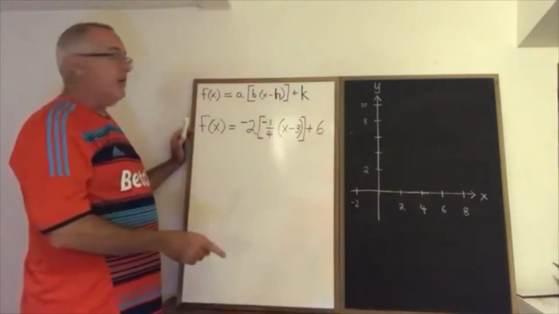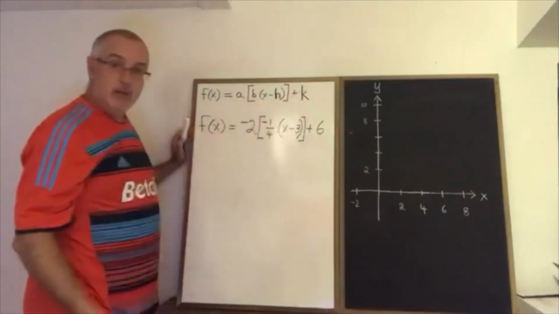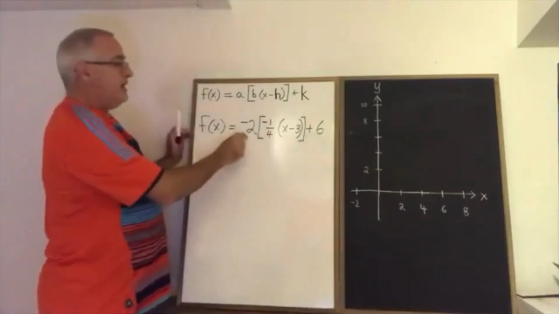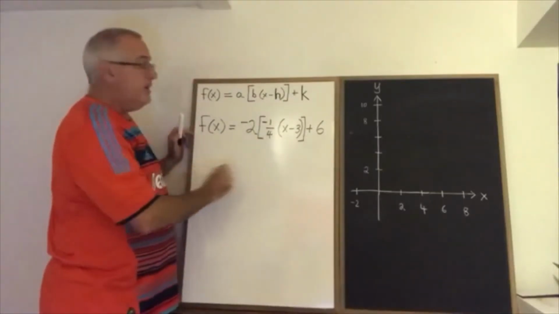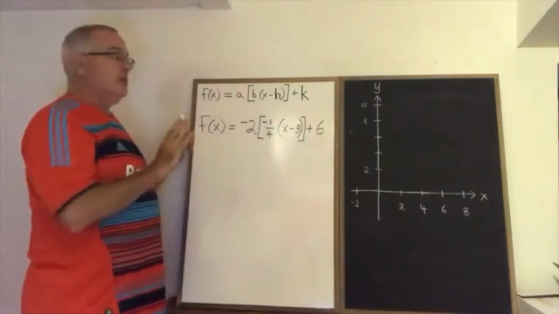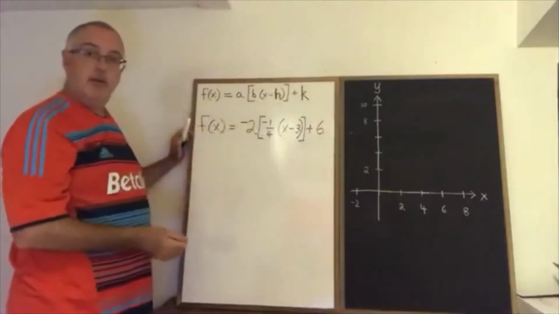The most efficient way to graph this is to use the parameters. We have A, B, H, and K as our parameters. So in our example, A is -2, B is -1/4, H is 3, and K is 6. And using those values, we're able to draw the entire step function.